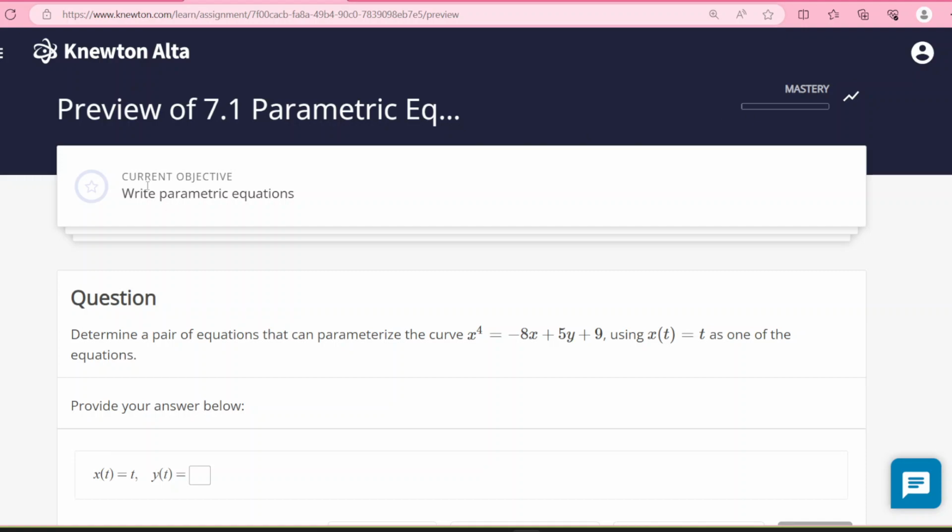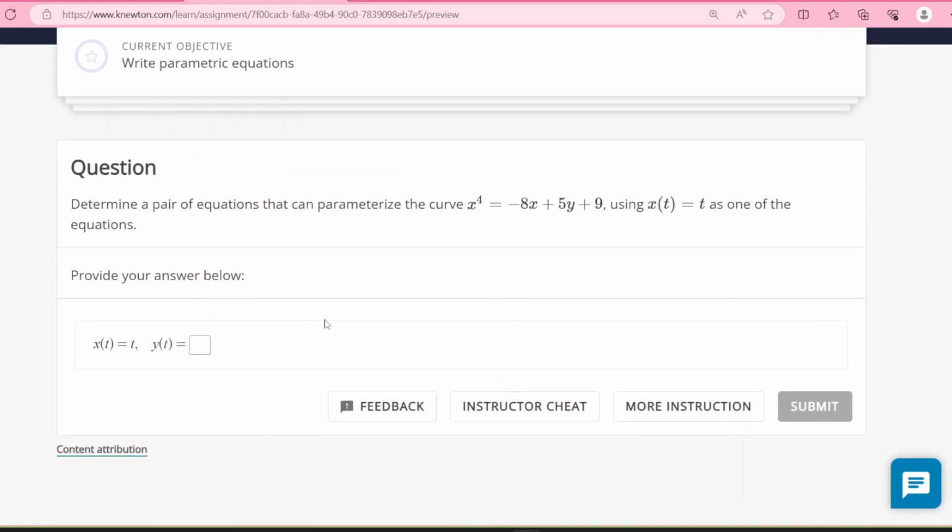Back on the main page, you have your current objective. Underneath the current objective is a question related to it. And at the bottom of every question, you should be seeing a feedback button. So if there are any issues with the question itself, or maybe the answer explanations when you see the answers to a question, you can send feedback directly to Newton, and hopefully someone from their support team will get back to you quickly and resolve your issue.